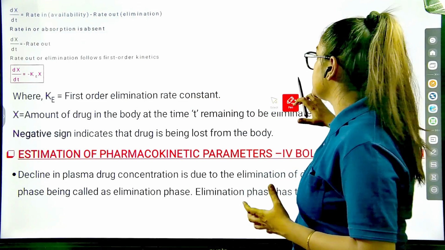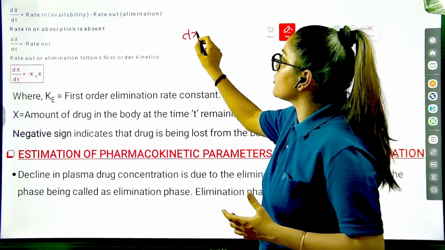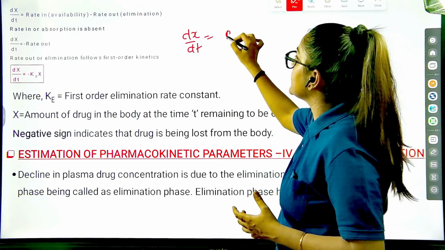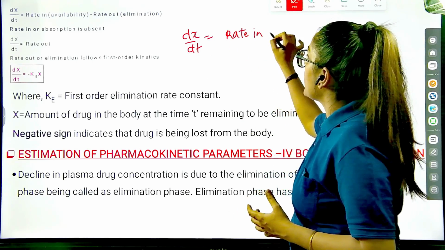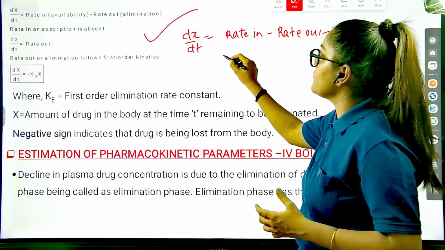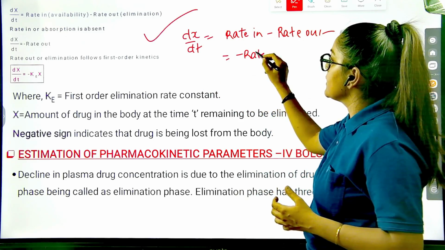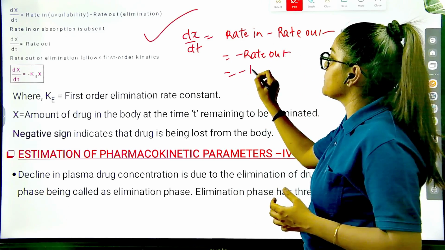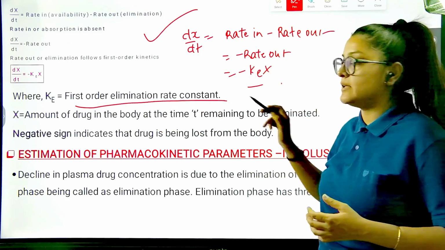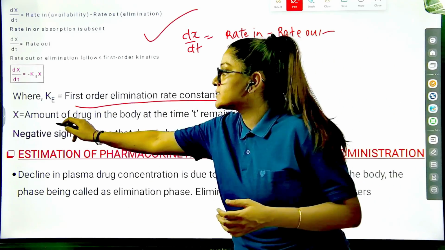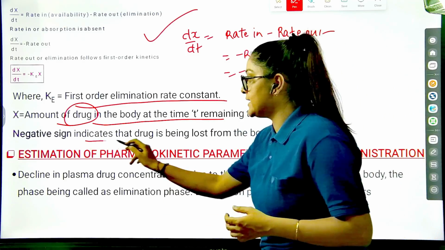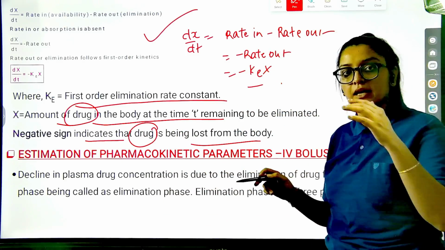Here you can already see, I'll write it here if it is not clear to you all. We have to put the rate equation as rate in minus rate out. This is what is mentioned here. So finally we will be left with the rate out, that is referred to here as minus KeX, right? So this Ke is the first order elimination rate constant. This X is the amount of drug in the body at a time t. So the negative sign here indicates drug is being lost from the body.